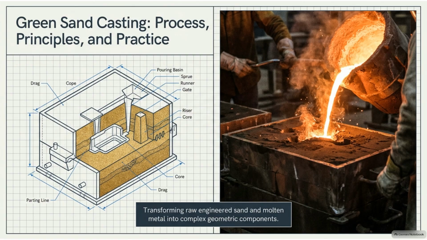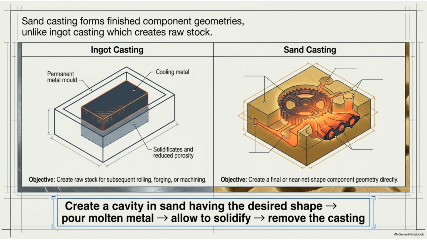Welcome to this video on green sand casting, a fundamental manufacturing process that transforms raw engineered sand and molten metal into complex geometric components. Unlike ingot casting, which produces raw stock, sand casting is designed to create finished or near-net shaped components directly by pouring molten metal into a custom-shaped sand cavity.